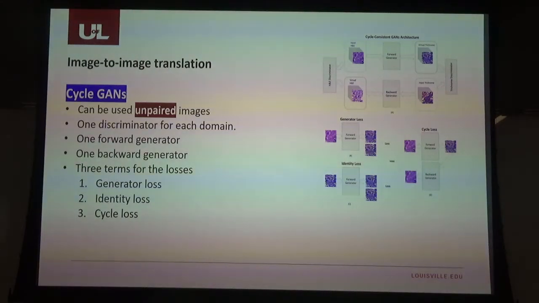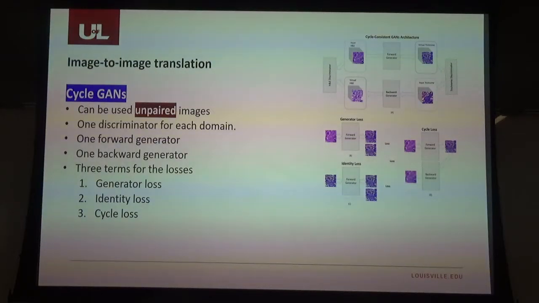What does it mean? Instead of just training a model to translate from input to output, we train another model to translate from output to input, right? So we have a forward generator and we have a backward generator. So now we have two discriminators, one at the input domain and the other one at the output domain. So this solves the problem.